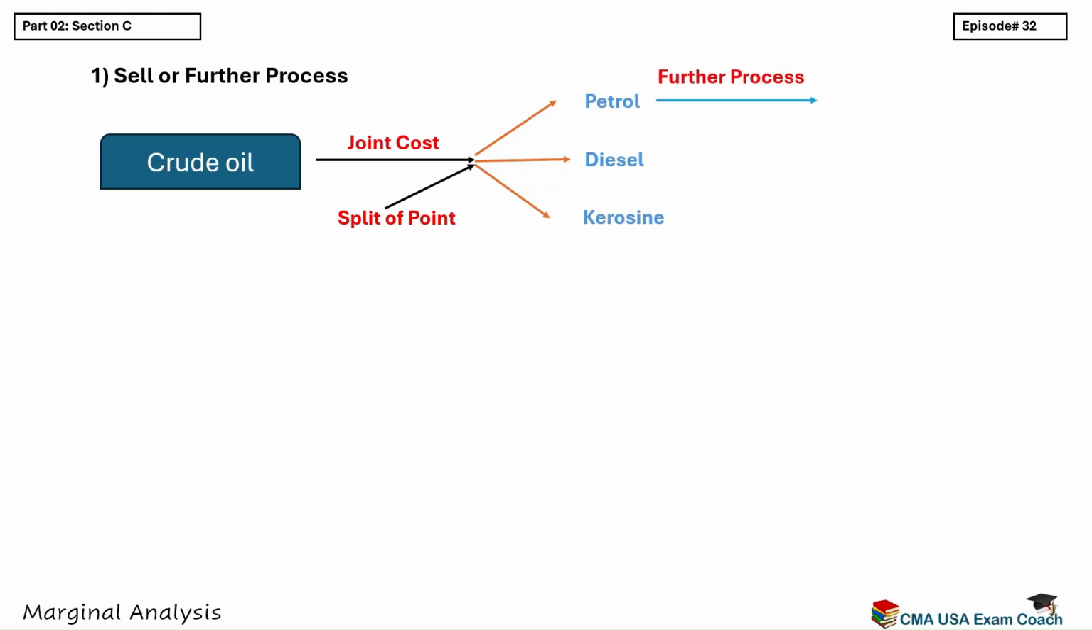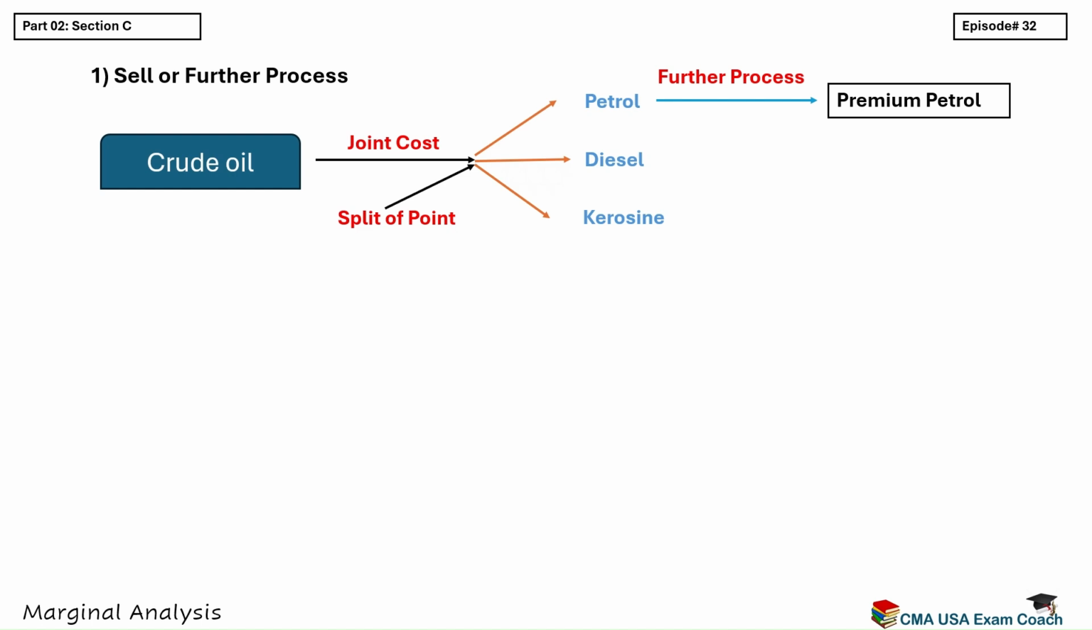Let's take petrol as an example. At the split-off point, we get regular petrol, and we can sell it directly in the market. But there's also an option to spend additional money on it, through blending, chemical treatment, or additives, to convert it into premium petrol, which sells at a higher price. So, what is our decision here? We need to check, will the extra money we make by selling premium petrol be more than the extra cost we have to spend on processing it further? If yes, then further processing is worth it.